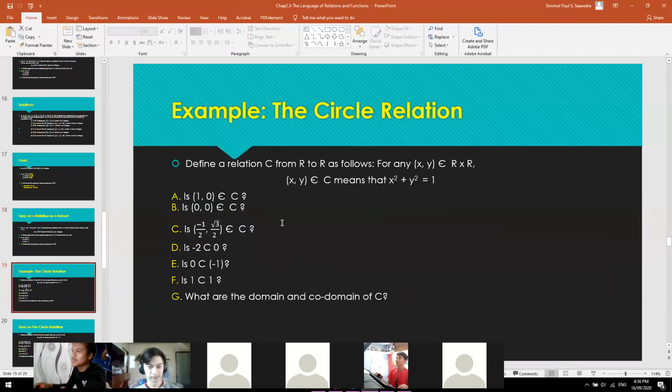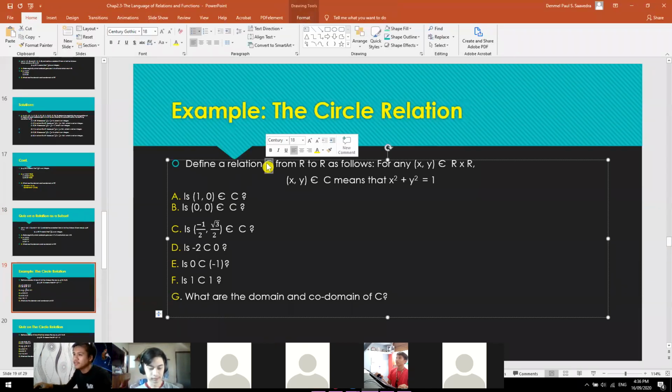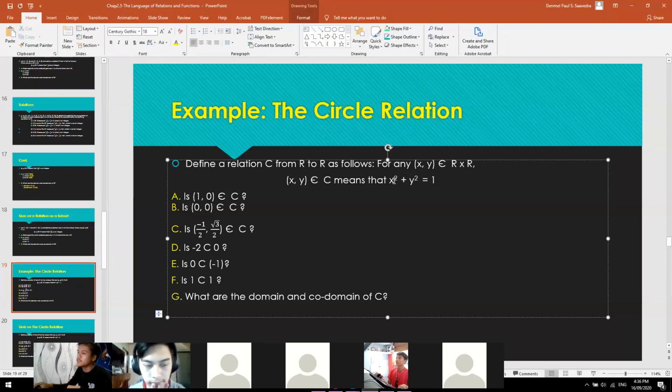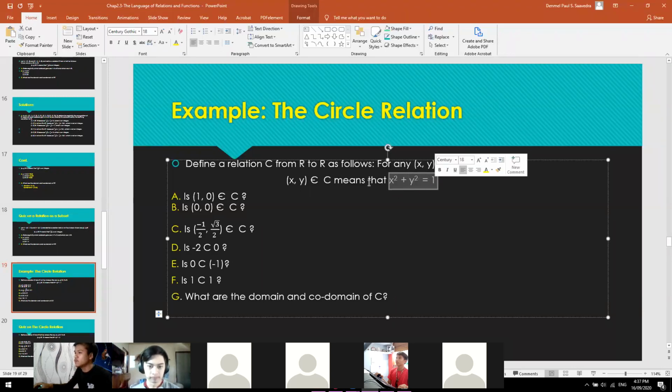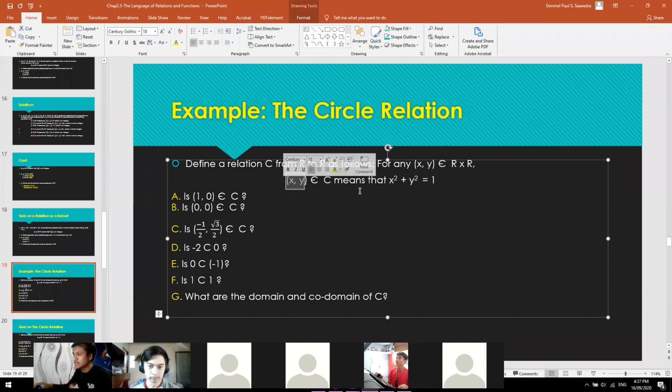Alright, so next one. Example, the circle relation. Define a relation C from R to R, where R to R are the real numbers, as follows. For any element X and Y in R times R, or real number times real number, X and Y is an element of C means that X squared plus Y squared is equal to 1. So here's the condition. We could only say that X and Y are related with each other if this condition is met.